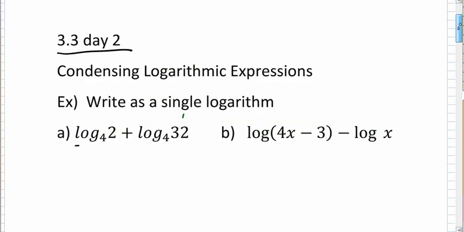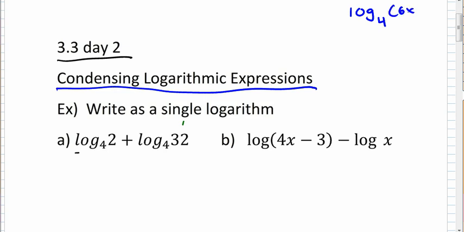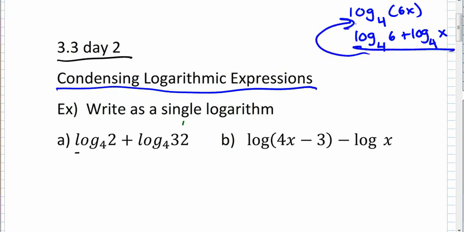Today we will talk about the second part of section 3.3, which is condensing logarithmic expressions. In the previous lesson we talked about expanding logarithmic expressions, taking a single logarithm, like log base 4 of 6x, and making it 2 logs, or expanding it. Today we are going to do the opposite. We're going to start with something like this and make it one single logarithm.